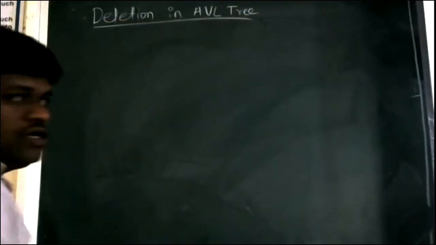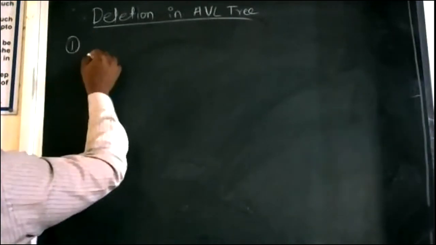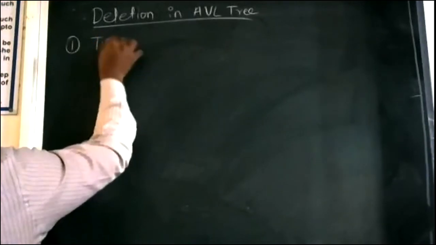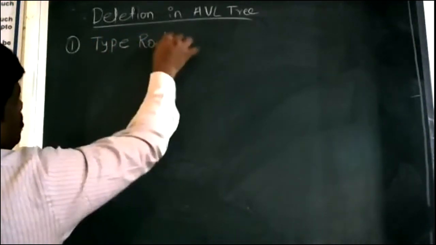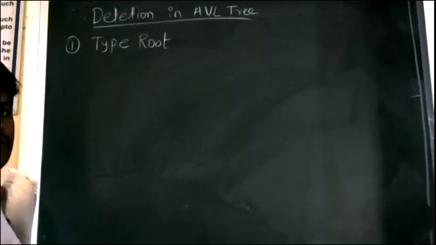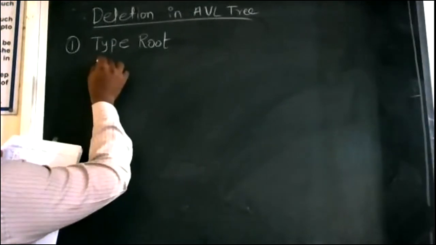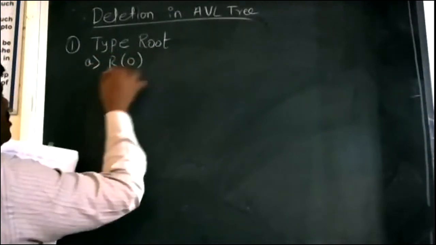Deletion in the AVL tree. Now this deletion is divided into two parts. So the first type is at root level, or in short I would say R also, right? So root level. You can consider R of 0, meaning 0 balance factor.